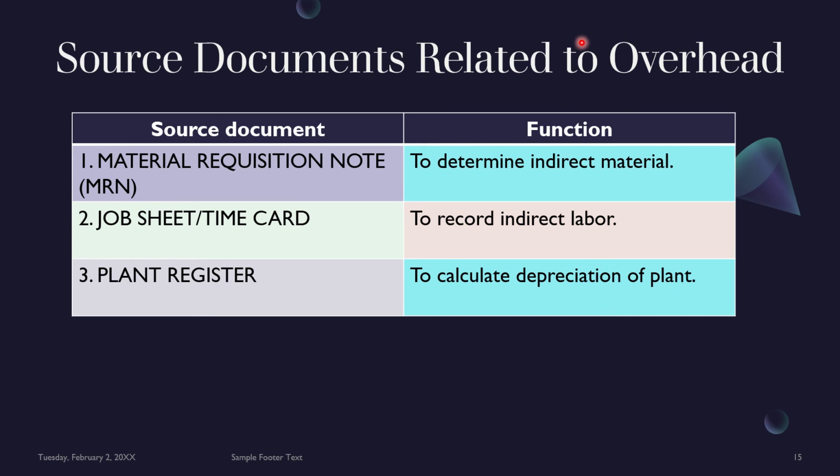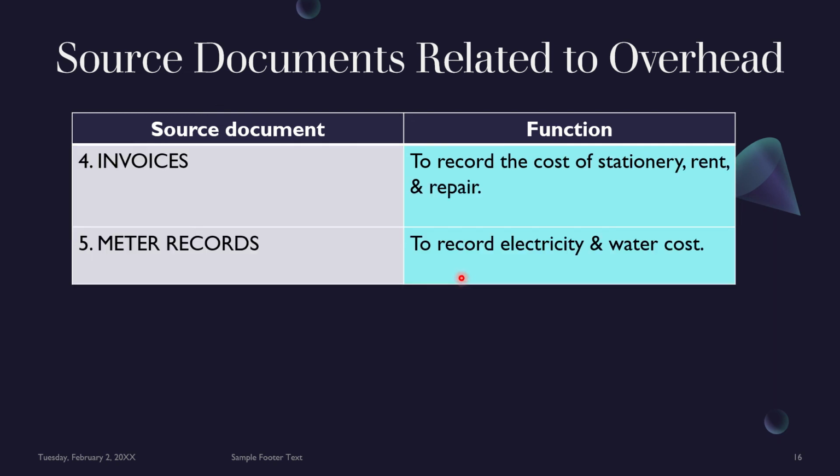Next are source documents related to overhead. The first one is material requisition note used to determine indirect material. Number two is job sheet or time card used to record indirect labor. And number three is a plant register used to calculate the depreciation of plant.